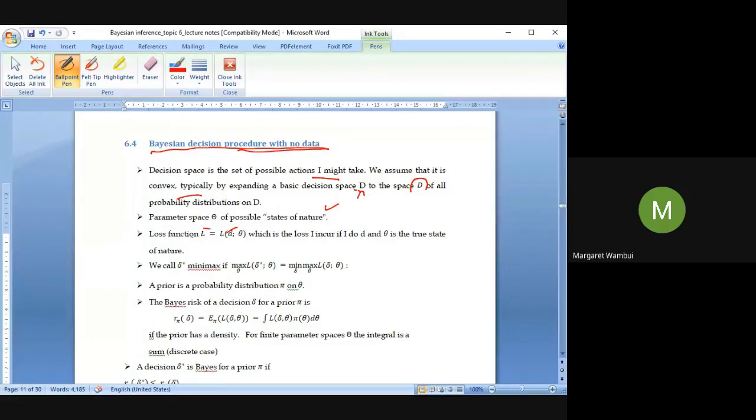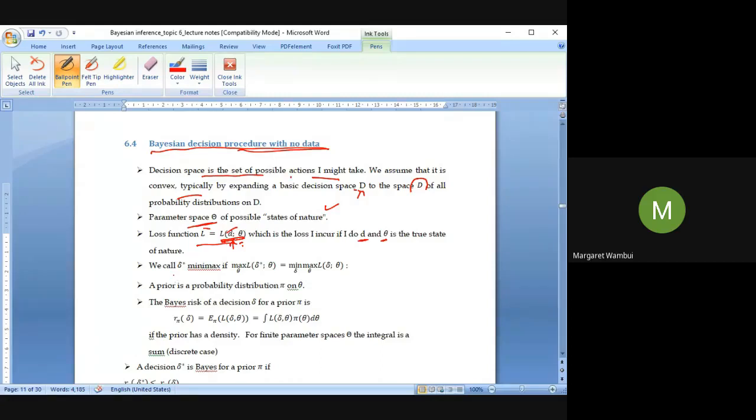So the loss function L, which is defined as L of the decision under theta, is the loss I incur if I do decision D, and theta is the true state of nature. So if I combine the two, I'm defining the loss function as that. The parameter space is defined as this. The decision space is the set of all the possible actions.